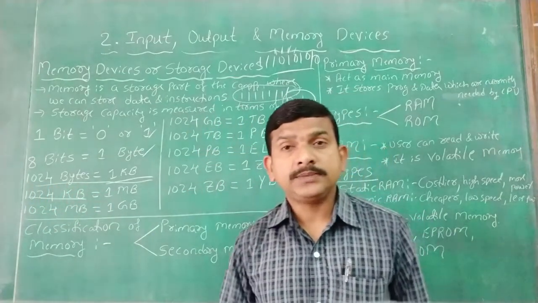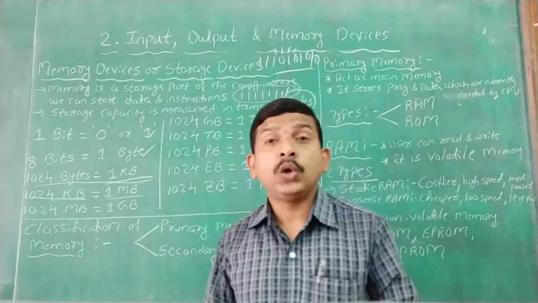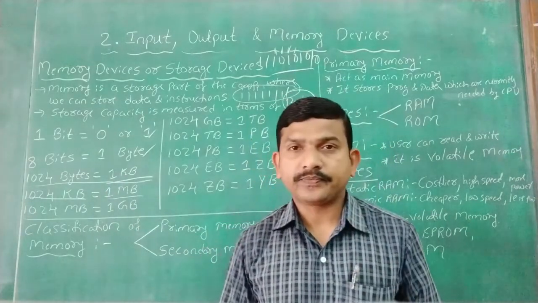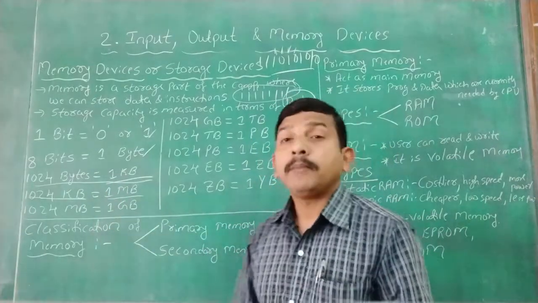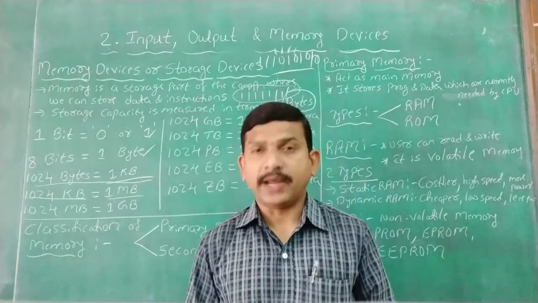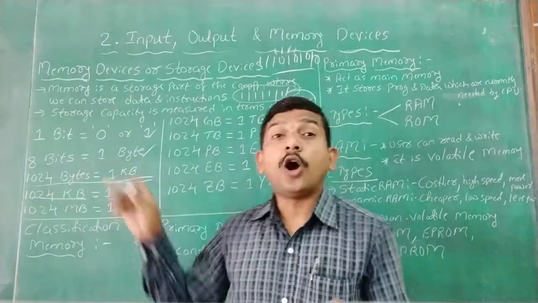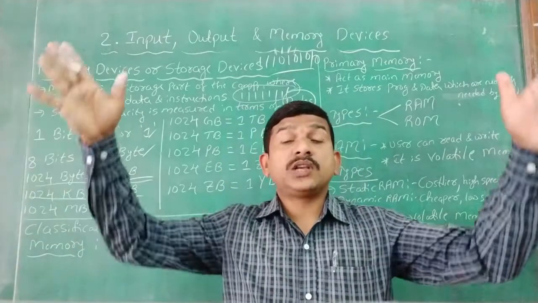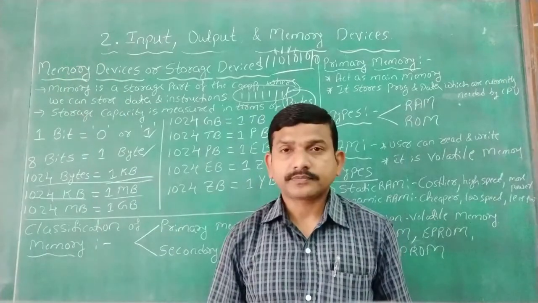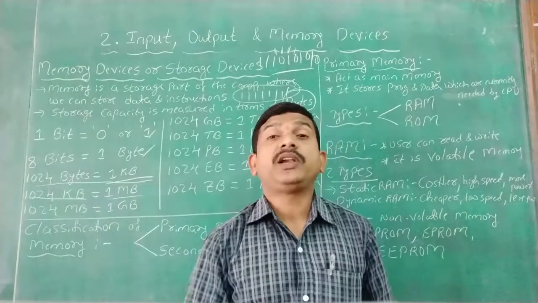1024 KB, then we say that it is equivalent to 1 MB. Equivalent to 1 MB means megabyte. This is kilobyte, this is megabyte. 1 MB. 1 MB means how many KB? 1024 KB. Yes? 1 MB means 1024 KB.